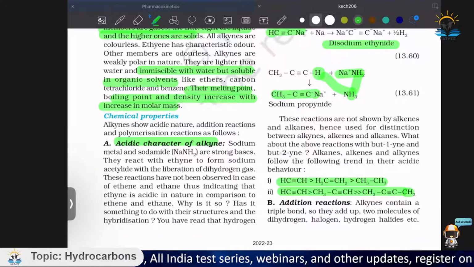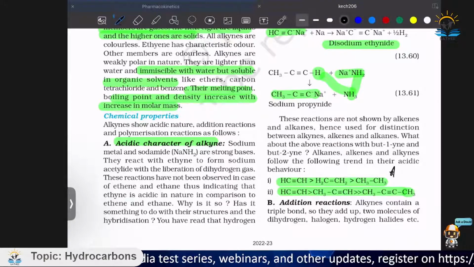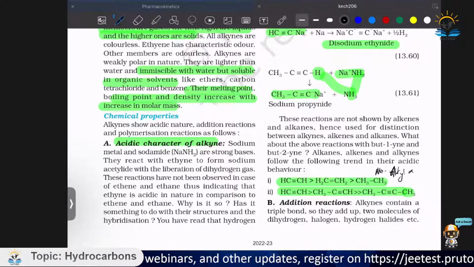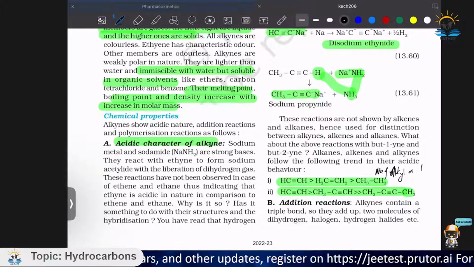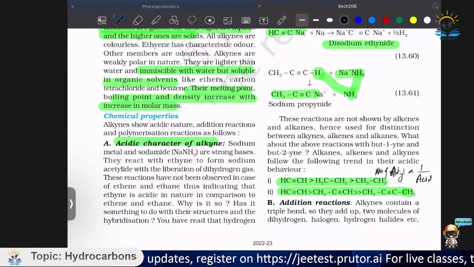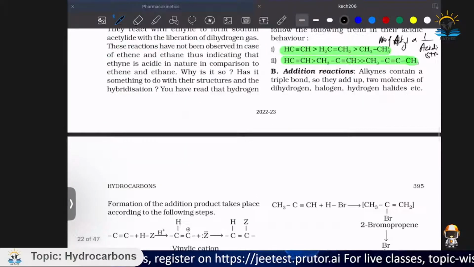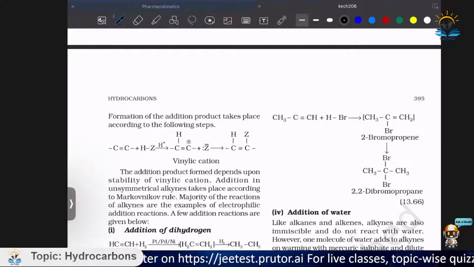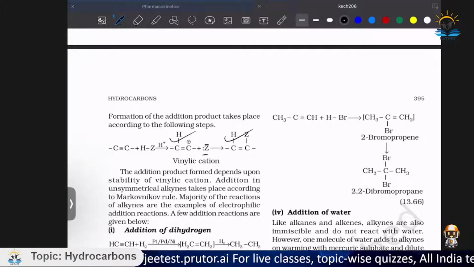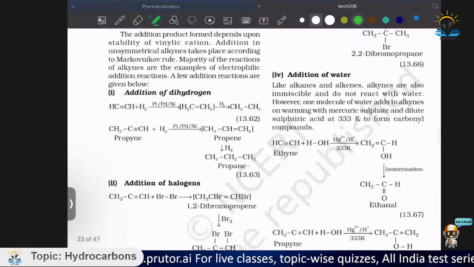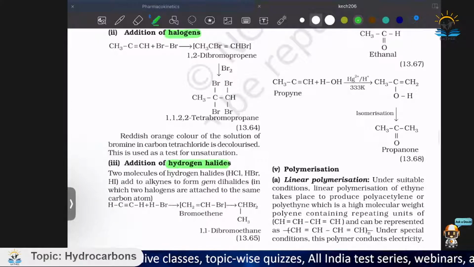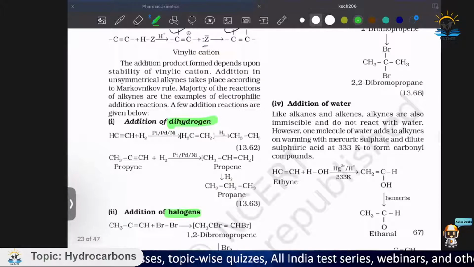Now the acidic character is in the order of this. The more alkyl groups there are, the less acidic character. So the number of alkyl groups is inversely proportional to the acidic strength of alkyne. Now addition reaction: again you can remove the triple bond and you can keep adding stuff. Z is some additive product. Z could be dihydrogen, Z could be halogen, Z could be hydrogen halide, Z could be water.